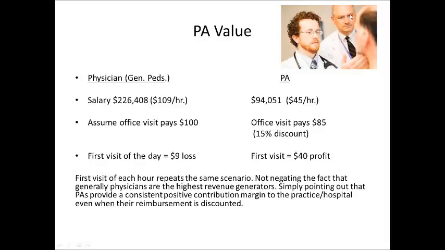If we assume a third-party payment of $100, even if the PA is reduced by 15% and the net reimbursement is $85, what we find is that at the end of that first visit, because of the physician's higher cost of employment, of expense, in the first visit of the day with a payment of $100, the physician shows a $9 loss for that first patient visit of the day, whereas the PA, even at the reduced rate of 85%, is showing a $40 profit for that first patient and for every patient thereafter.